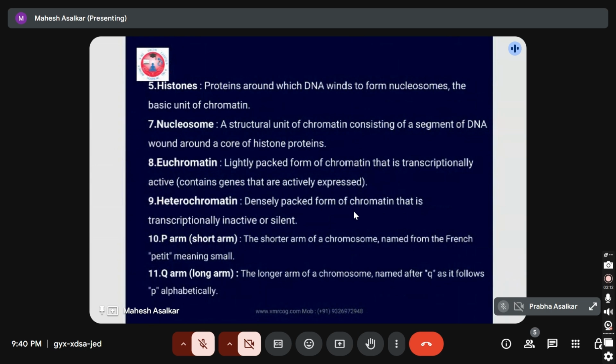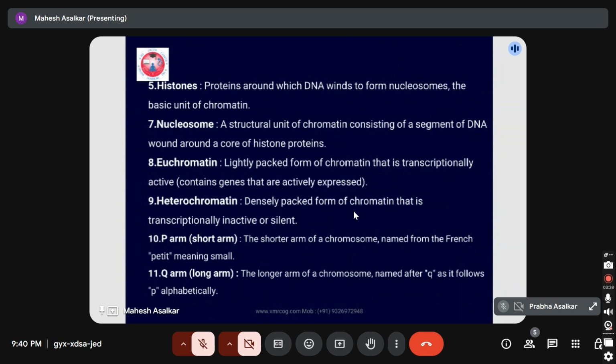Okay, now coming to the histones. This is protein around which DNA binds to form nucleosomes, the basic unit of chromatin. The nucleosome, a structural unit of chromatin consisting of a segment of DNA wound around a core of histone proteins. Then you have euchromatin, lightly packed form of chromatin that is transcriptionally active. It contains genes that are actively expressed.